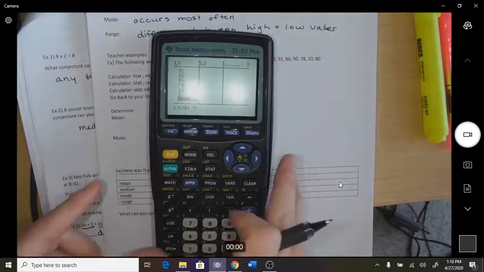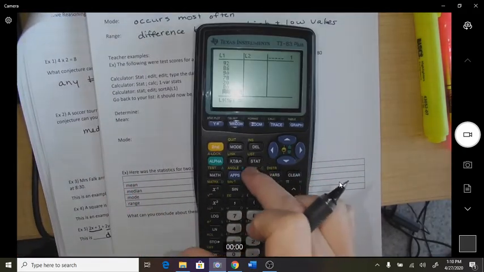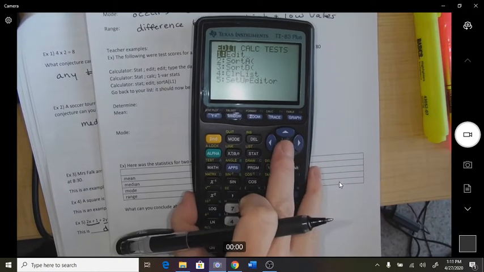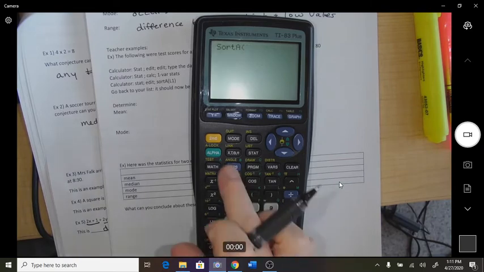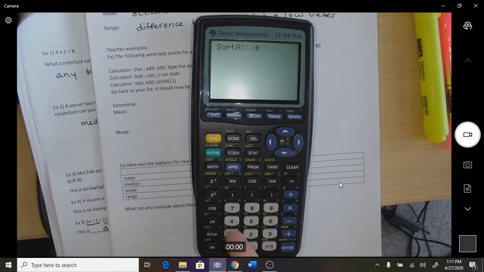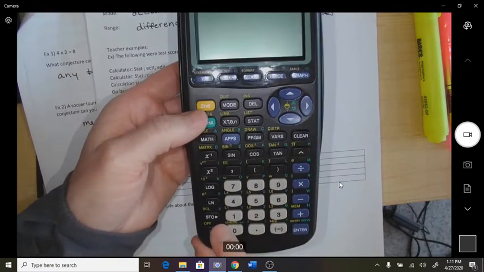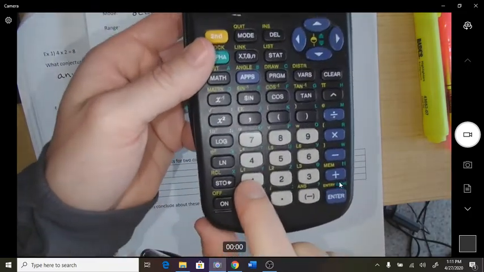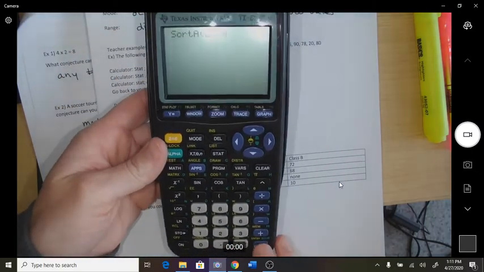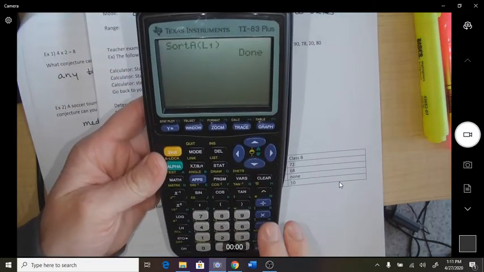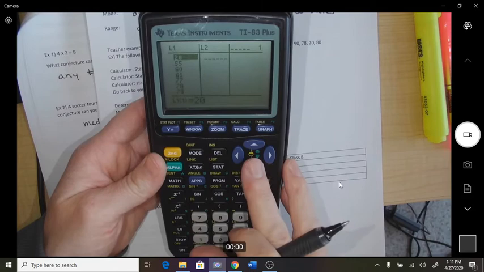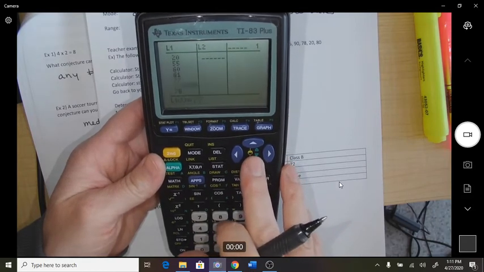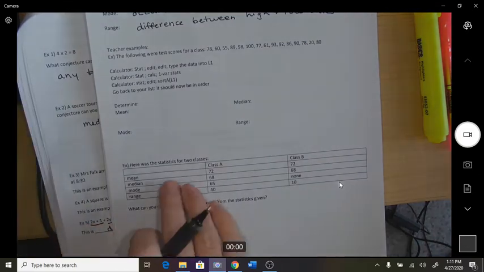Okay, so I have my whole list in there. Now here's something you can do: stat, and if I go down to number 2, SortA means sort them in ascending order, so enter that. So I want to sort, and then I'm going to go L1. If you didn't see where I pushed that, the yellow and then 1, because you want to activate L1. So I'm going to sort that list in ascending order, and then it did it for me. If you go back, stat, edit, you can see that 20, 55, right? There's ascending order from smallest to largest.